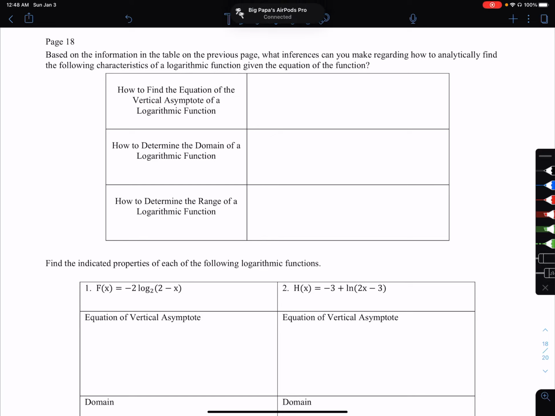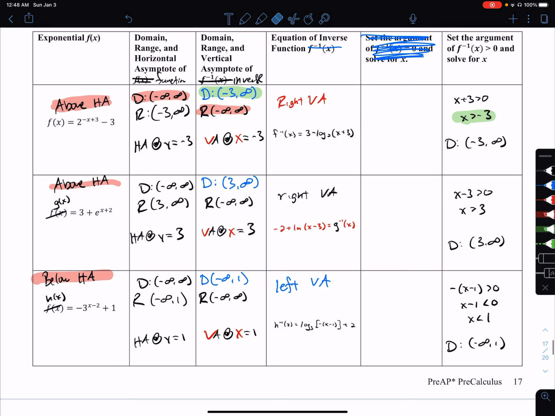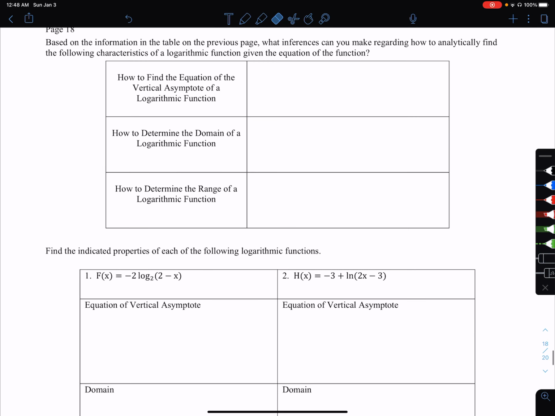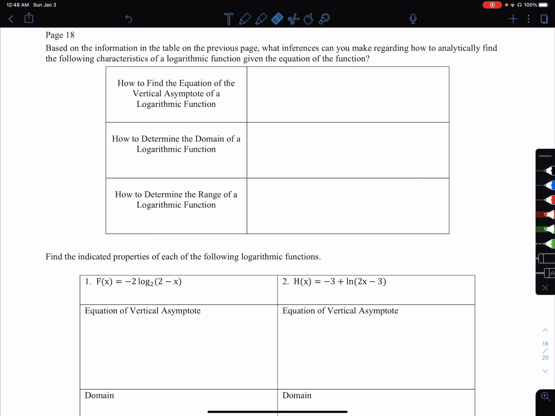For AP Calculus, Notes 8.4, this is video 3. Based on the information in the table from the previous page, and this table was this hot mess right here, what inferences can you make regarding how to analytically find the following characteristics of a log function given the equation of the function? How to find the equation of the vertical asymptote?